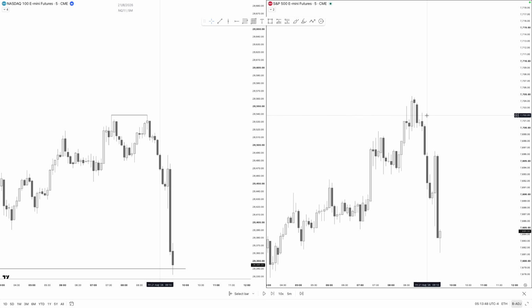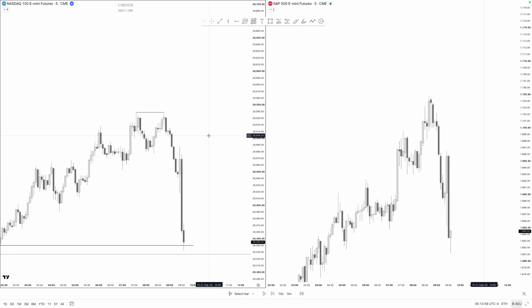So a bit unorthodox where we have the 2-stage cracking correlation between different pairs: SMT with ES and PSP with YM. But again, this is just confirmed high of day for me, after we've seen this displacement leg.